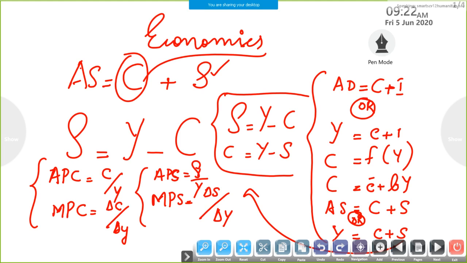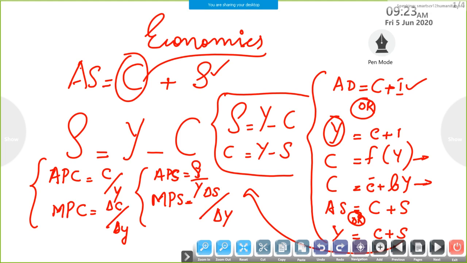Aggregate demand is equal to C plus I, that is Y. Y is equal to C plus I. Then the relationship between income and consumption shows the consumption function. This is the consumption equation. Aggregate supply is C plus S, or Y is equal to C plus S. From there we are getting S is Y minus C, and C is equal to Y minus S.